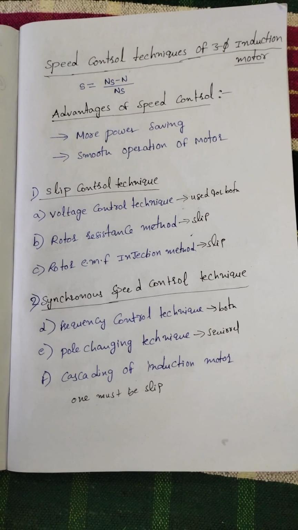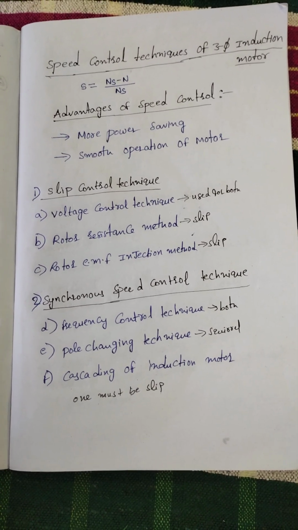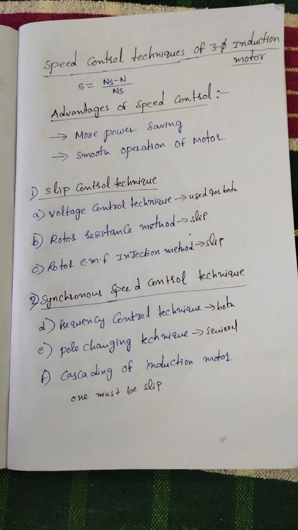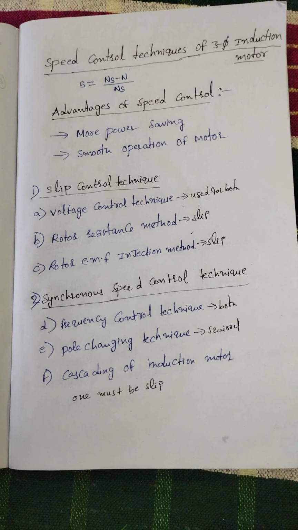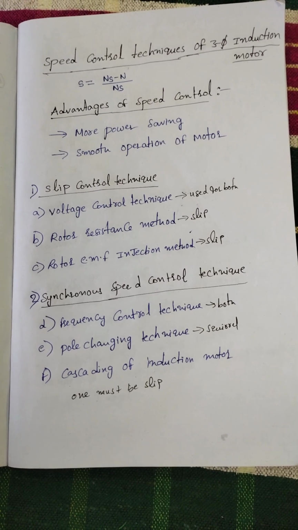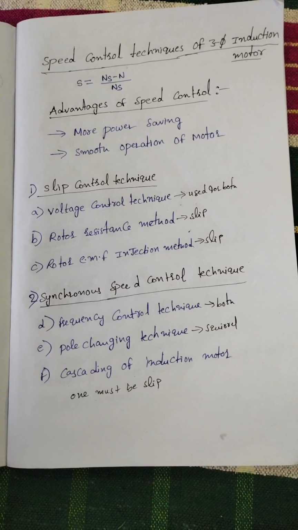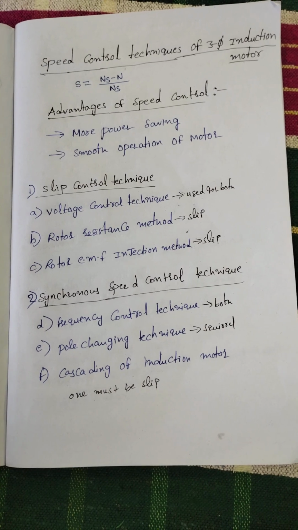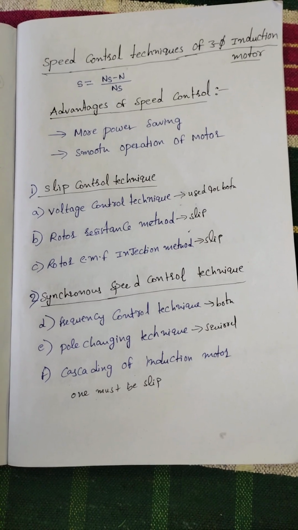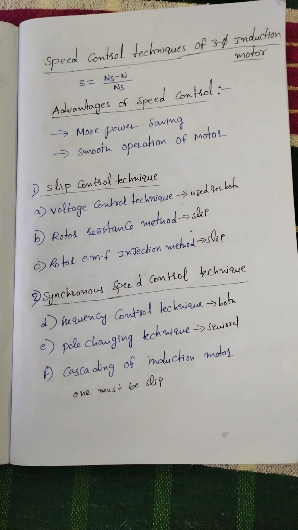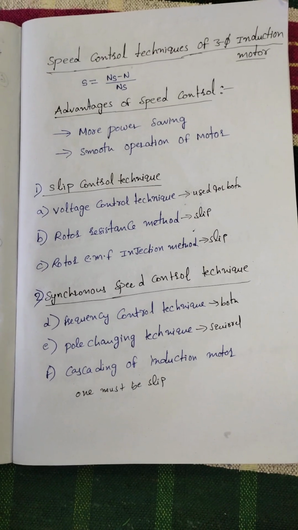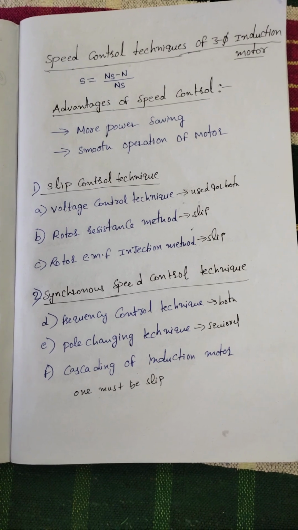Speed is controlled by controlling the slip. In the slip, we have three methods. One is the voltage control technique, which is used for both squirrel cage and slip ring induction motors. The second one is the rotor resistance method, which is used for slip ring induction motor. The third one is the rotor EMF injection method, which is also used for the slip ring induction motor.